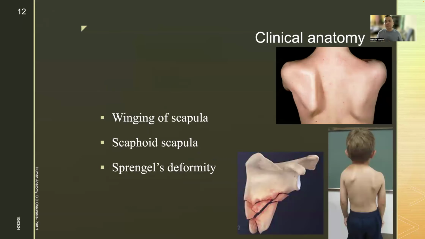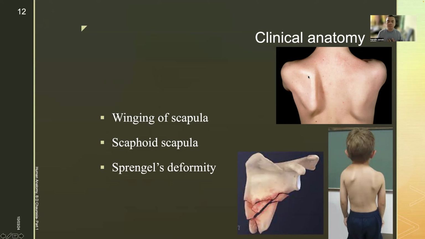Now the clinical anatomy. As I told you, serratus anterior is a very important muscle for scapular stability. If the patient has serratus anterior weakness, it can give rise to winging of scapula. The medial border will be prominent. If you ask the patient to push the wall, at that time the medial border of the scapula will become prominent. We can see in the first diagram, this is your winging of scapula.